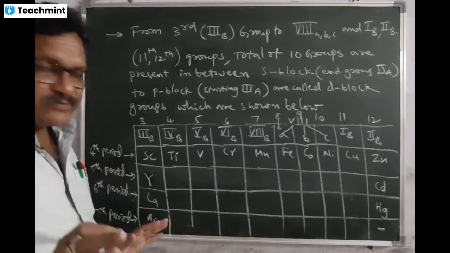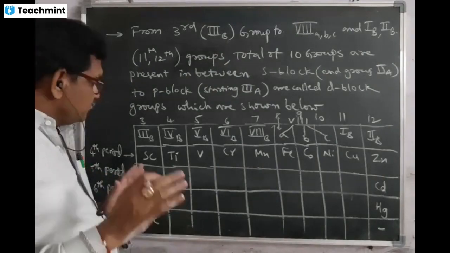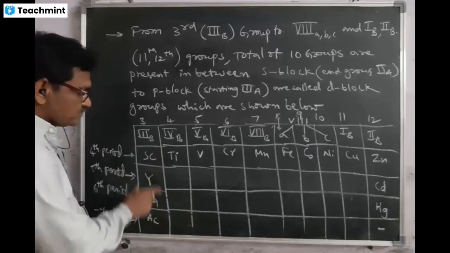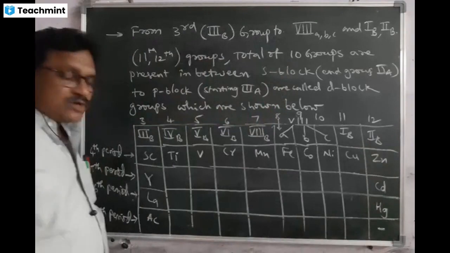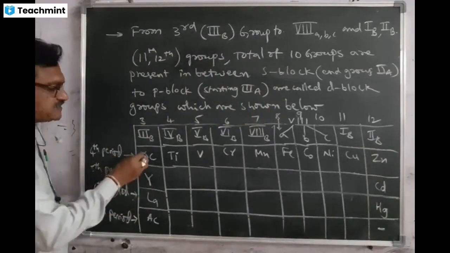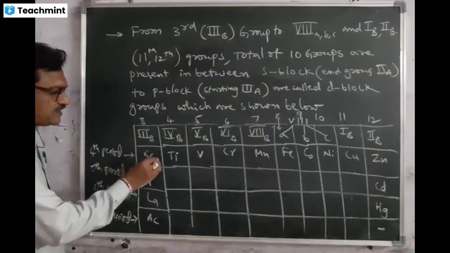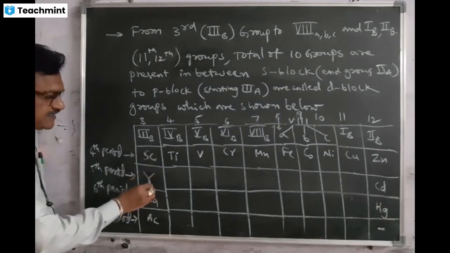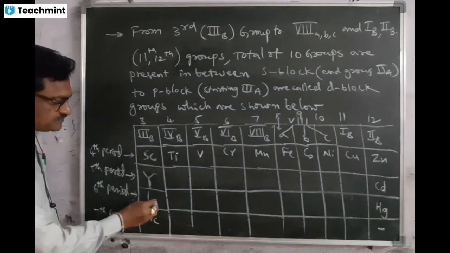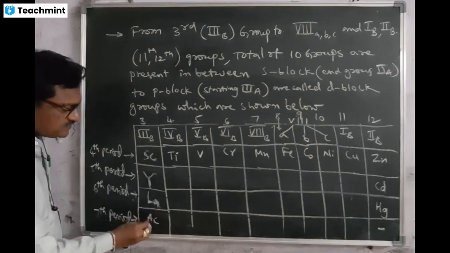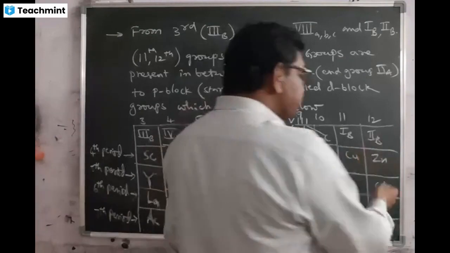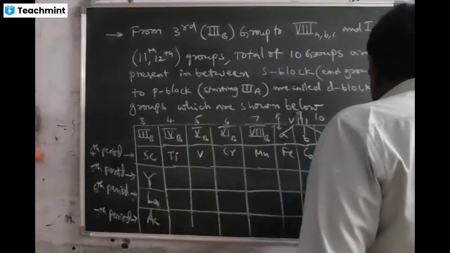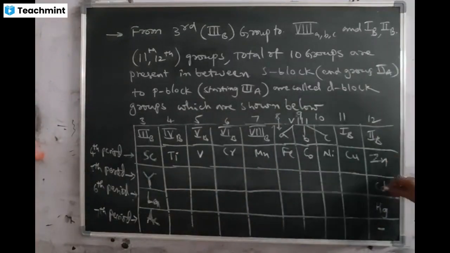Being a chemistry student, you have to remember at least the first group of D block and the last group of D block. What are these elements? This is scandium, then yttrium, lanthanum, and Ac, actinium. In the same way, you have to remember the last group: zinc, cadmium, and mercury.